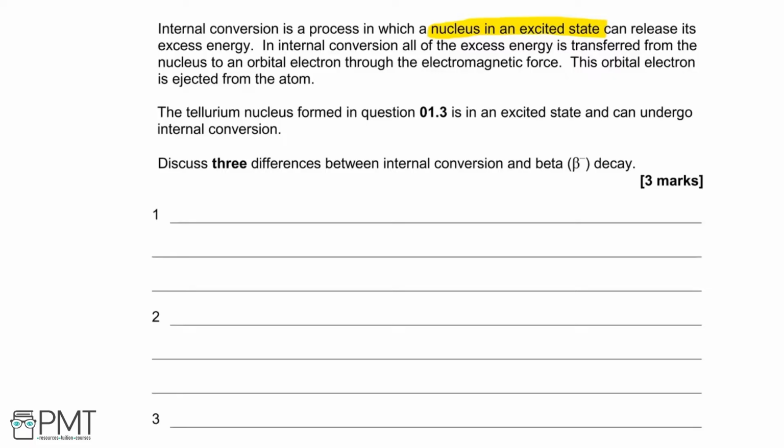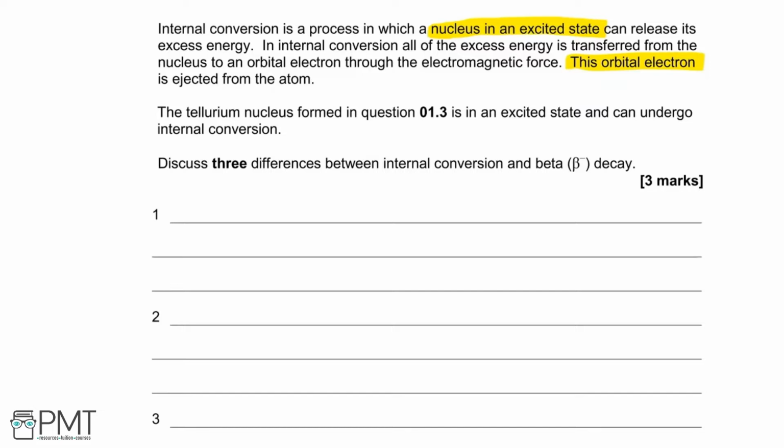Now what I'm going to do for this question is write down the 3 answers that you could have. I'm going to write a few more and just talk about those and explain why there are differences between the 2. So the first thing to say is actually quite a useful similarity. If it was asking for similarities, it would be that in both cases, an electron, a negative electron, is released. Remember that the orbital electron in internal conversion is ejected from the atom, but unfortunately we're looking for differences, so we can't say that. The first thing I would say is that where internal conversion is all about the energy from an excited state, there's no actual change to the structure of the nucleus throughout that whole process.